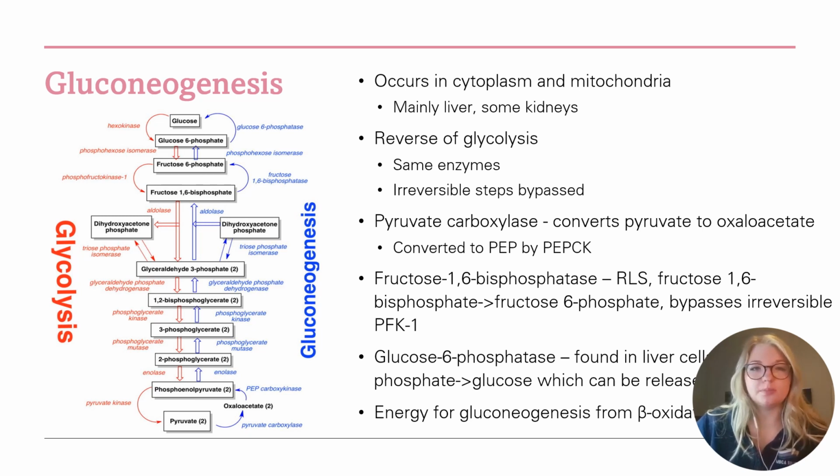Fructose 1,6-bisphosphatase is the next important enzyme in gluconeogenesis and is responsible for bypassing the irreversible PFK1 step, which is the rate-limiting step in glycolysis. It does this by removing the phosphate on carbon 1 of fructose 1,6-bisphosphate to form fructose 6-phosphate.